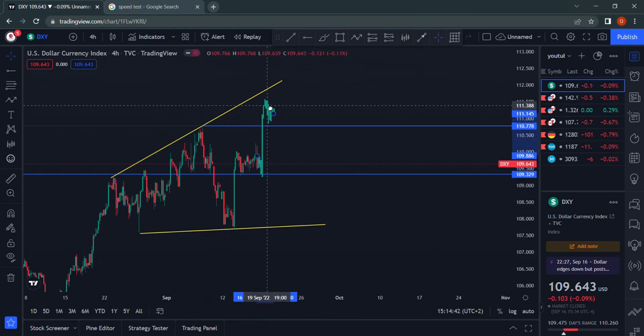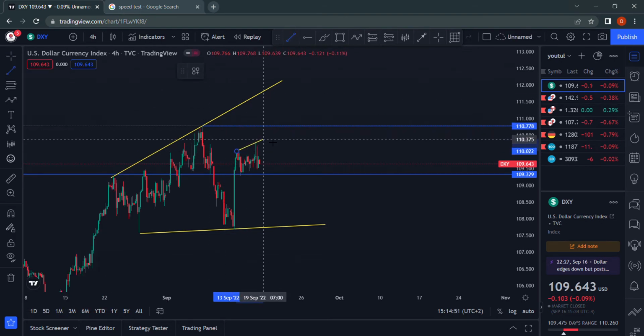So this impulse like this. There's a possibility that we might go all the way up there. So we'll just be monitoring what price will do, because obviously here we can see what's happening inside the structure.